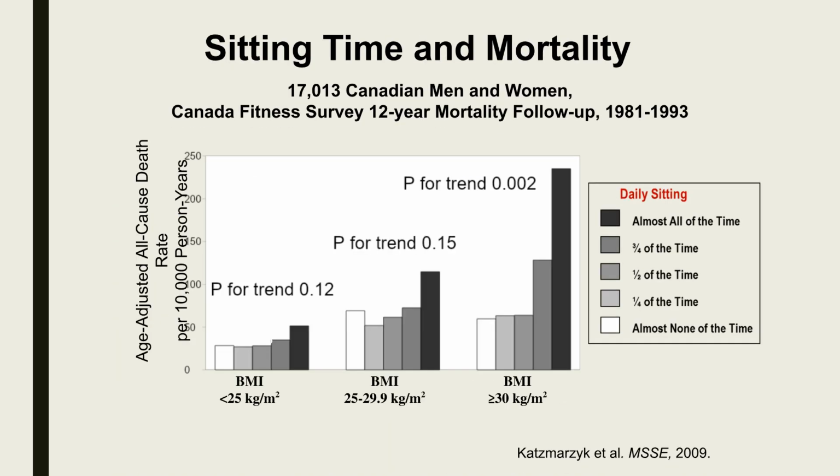Now we stratify by BMI. In normal weight and overweight groups, mortality only spikes at extremely high sitting levels. In obese individuals, sitting time shows a much stronger dose-response relationship. This suggests sedentary behavior may be particularly harmful in high-risk populations.